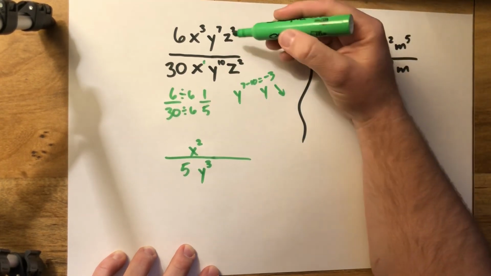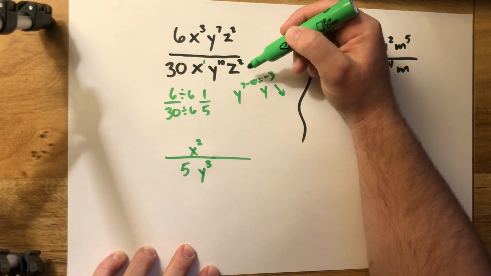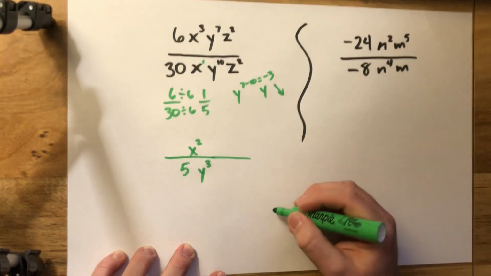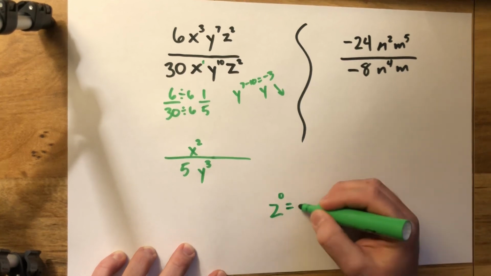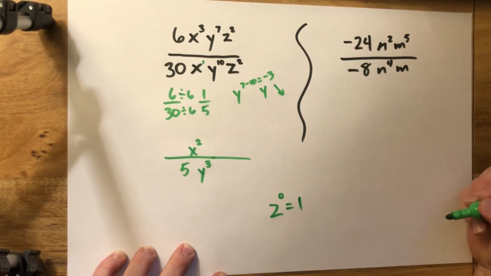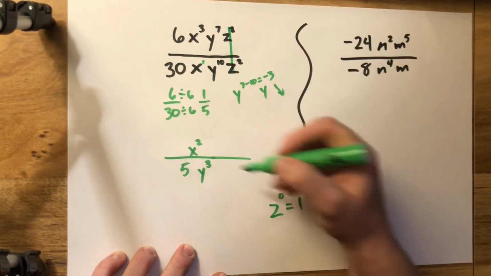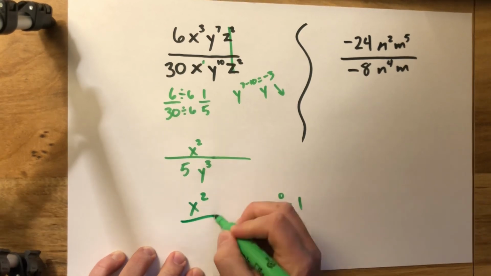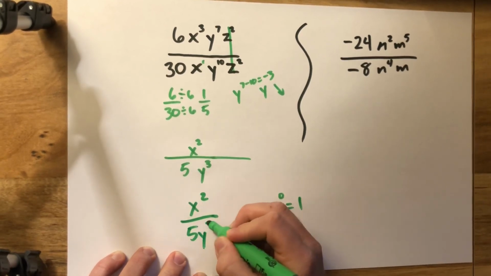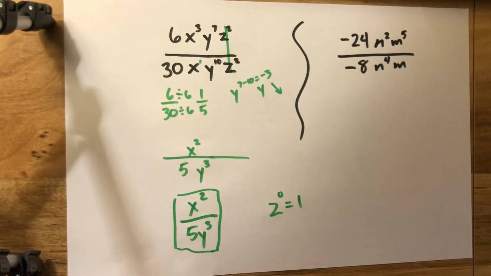Z to the 2nd, z to the 2nd. If I go z to the 2nd minus 2, or 2 minus 2, that'd be 0, and anything to the 0 power, or z to the 0 power, actually just equals 1. It cancels out. So these z's would in fact cancel out. And this is what's left. We'll write it in a little better format: x squared over 5y to the third. That's going to be our simplified answer.